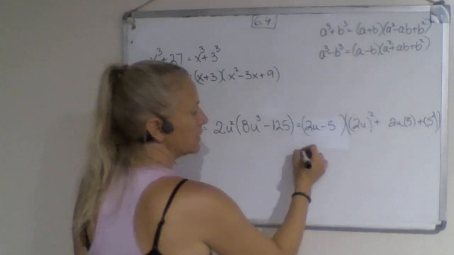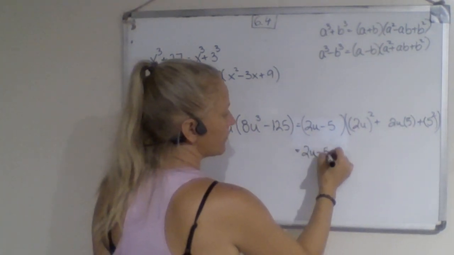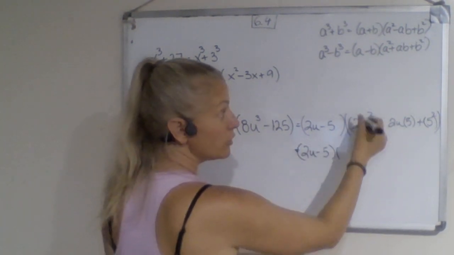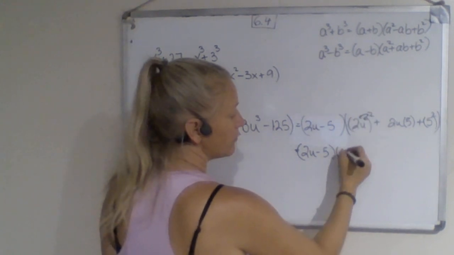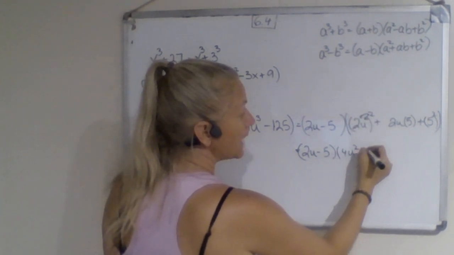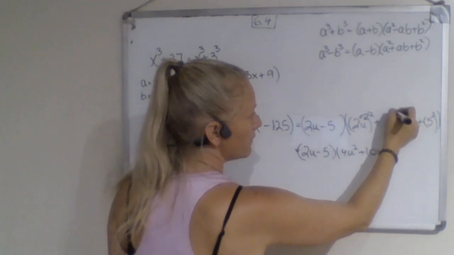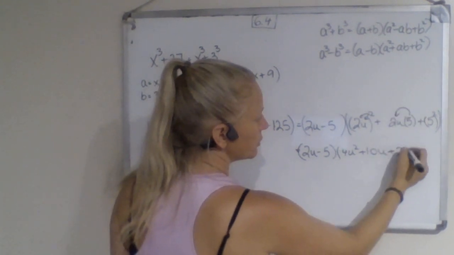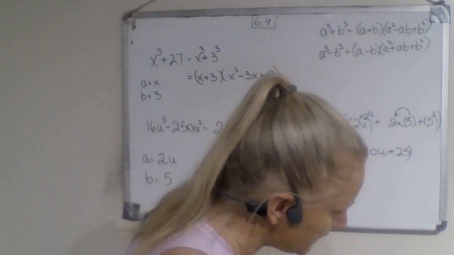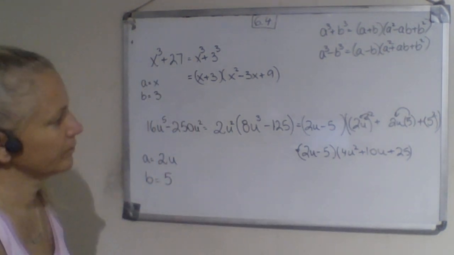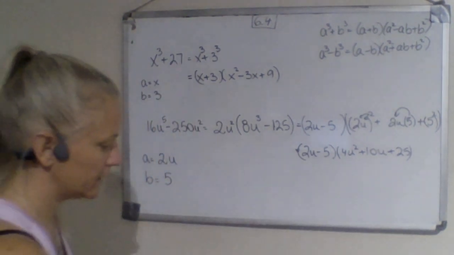Let's finish it out. 2u minus 5 times 2u all squared, this gets distributed, 4u squared, plus 10u, 2 times 5 is 10, plus 25. And that's what we get there, okay? And then we're done. This is how we factor this completely.